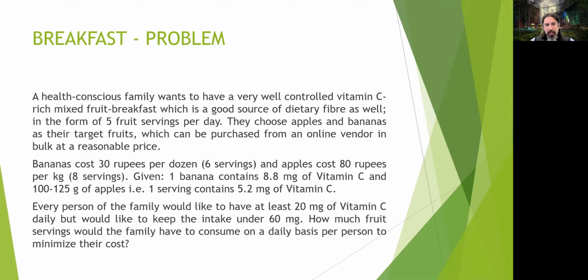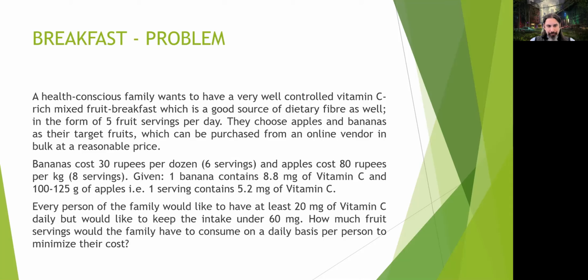Every person of the family would like to have at least 20 milligrams of vitamin C daily, but would like to keep the intake under 60 milligrams. So our constraints are the intake values. It should be between 20 and 60. How many fruit servings would the family have to consume on a daily basis per person to minimize their cost?